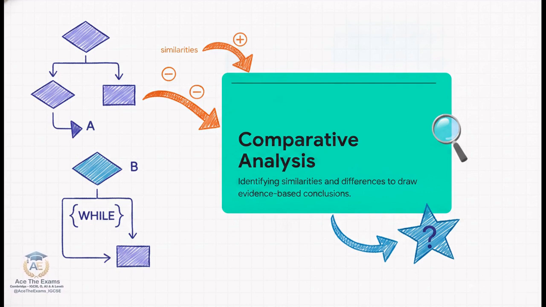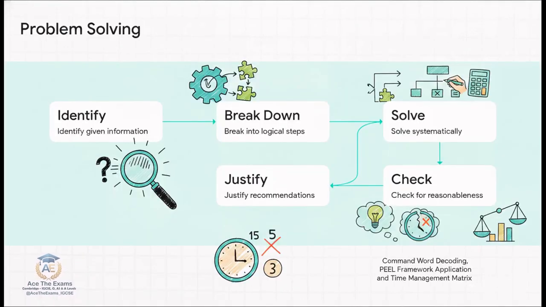An A-star student uses comparative connectives. They write, whereas flowchart A utilizes a post-condition repeat loop, ensuring the code executes at least once, regardless of input, flowchart B employs a preconditioned while loop, which is significantly more robust in this scenario because it prevents execution entirely if the initial sensor data is invalid. Do you see the difference there? You are supporting the comparison with hard evidence and drawing a highly specific conclusion about its relative importance to the scenario. Your overall problem-solving approach should always follow this deconstruct, solve, evaluate loop to ensure every single recommendation you make is fully justified.